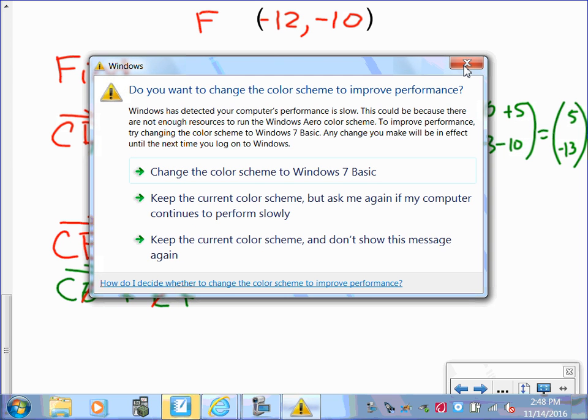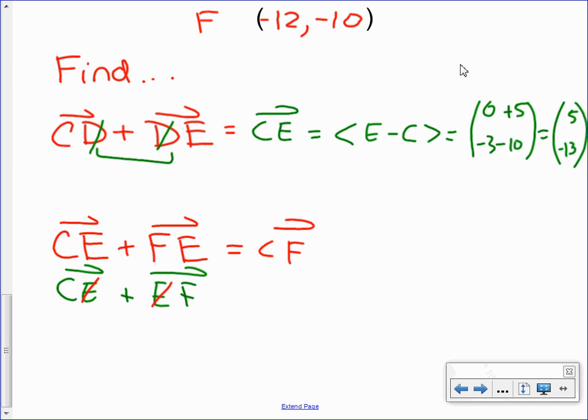Oh, my initials. Sweet. Okay. Why do you flip it? Because you want to cancel the middles. Right? So you want the two middles to be the same.